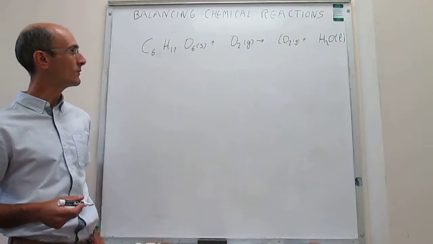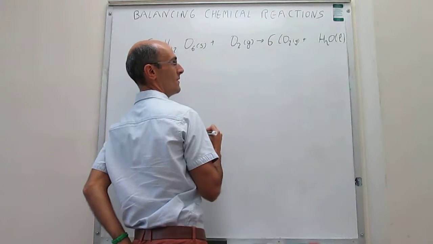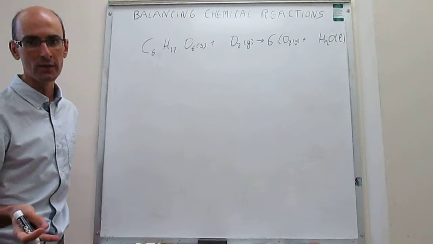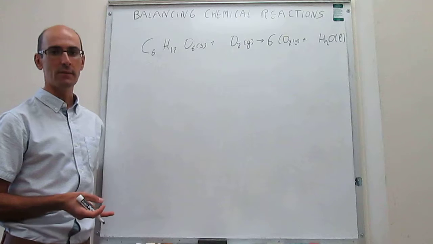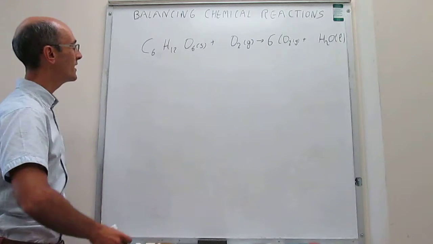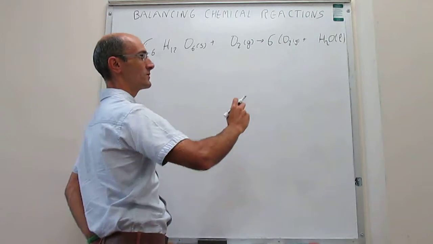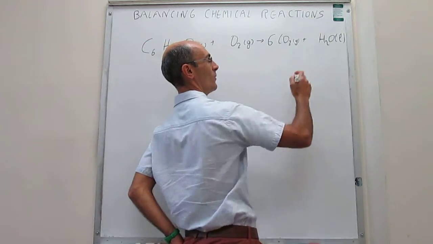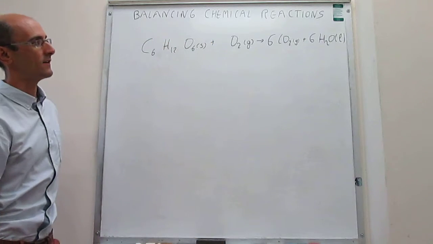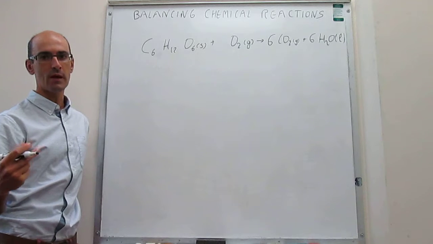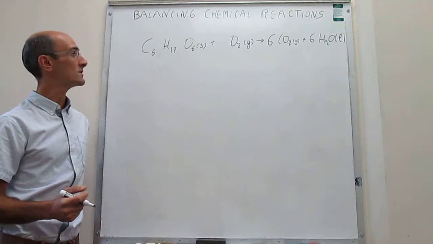Let's balance carbon first. We have 6 atoms of carbon here, and we can balance the number of carbon atoms in products by writing 6 in front of CO2. That will give us 6 atoms of carbon in products as well. So the carbon atoms are balanced. Now we move on to hydrogen. We have 12 atoms of hydrogen in reagents, and then we go to products. There's 2 for every water molecule, so we can write 6 here, and then we have 12 atoms of hydrogen in products as well.